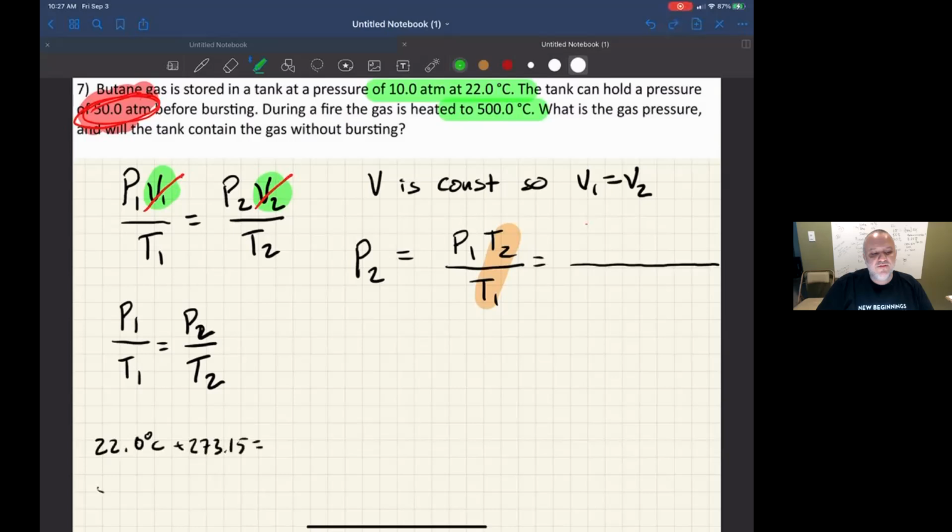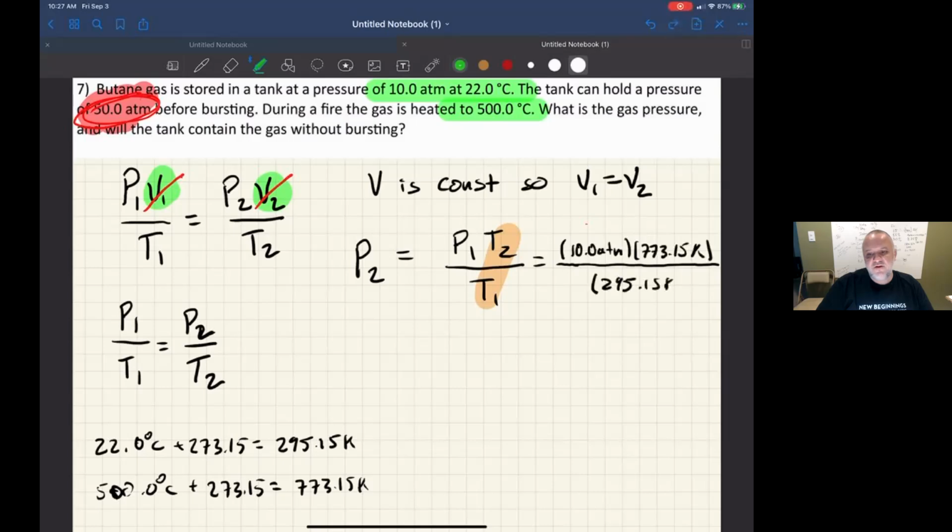So we've got 22 plus 273 and 500 plus 273. I get 295.15 with that one. And I get 773.15 with the bottom one. So let's put everything together. 10 atmospheres times 773.15 Kelvin divided by 295.15 Kelvin. When I put it into my calculator, I get that the second pressure is 26.2 ATM.